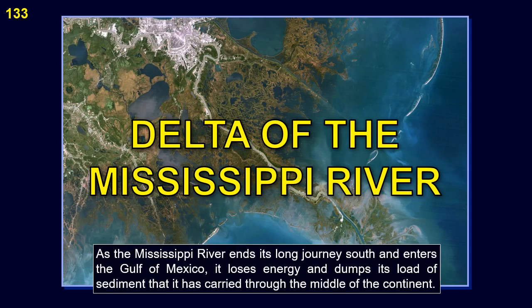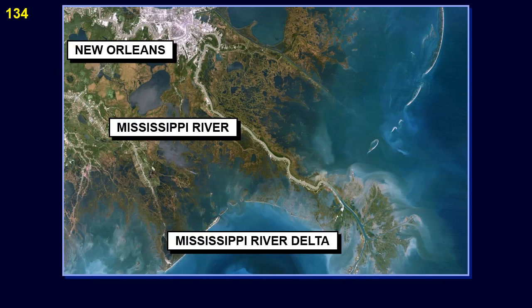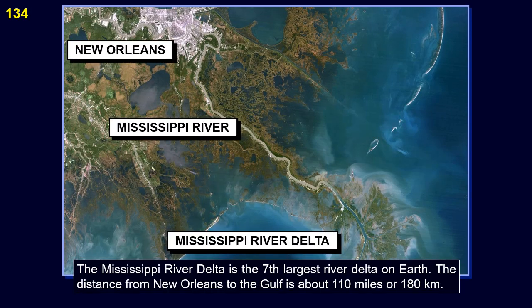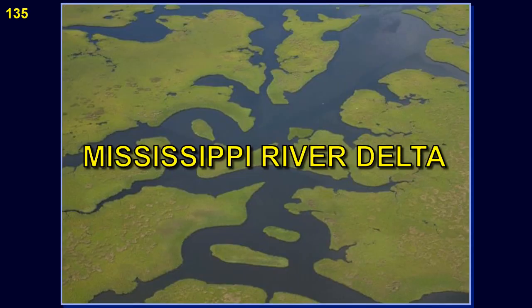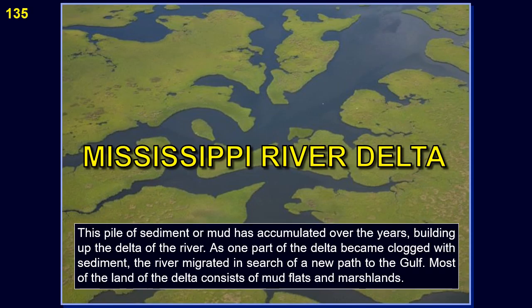As the Mississippi River ends its long journey south and enters the Gulf of Mexico, it loses energy and dumps its load of sediment that it has carried through the middle of the continent. The Mississippi River Delta is the seventh largest river delta on Earth. The distance from New Orleans to the Gulf is about 110 miles, or 180 kilometers. This pile of sediment, or mud, has accumulated over the years, building up the delta of the river.